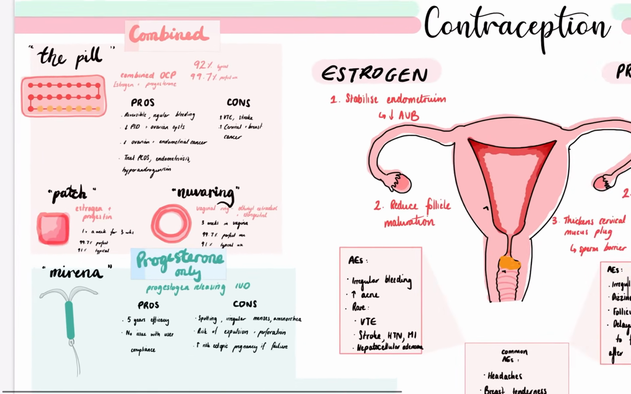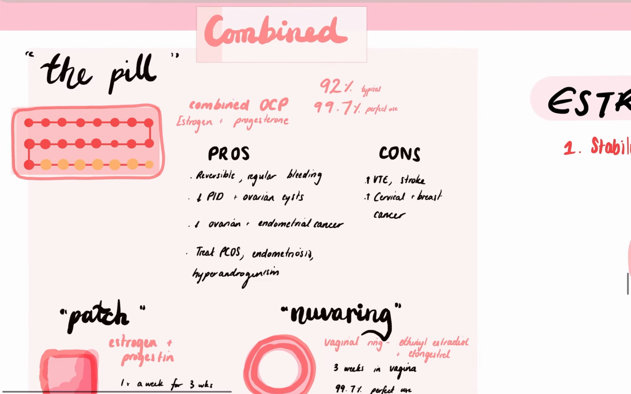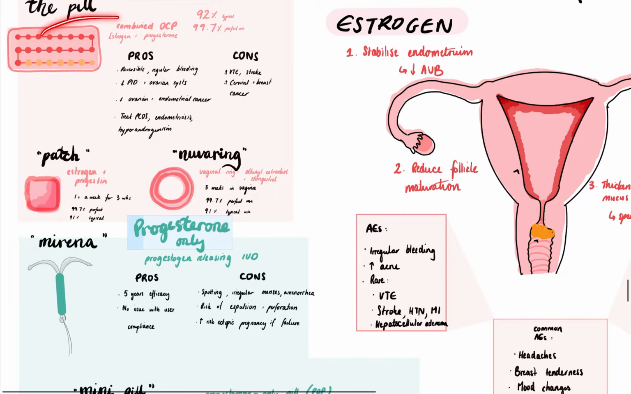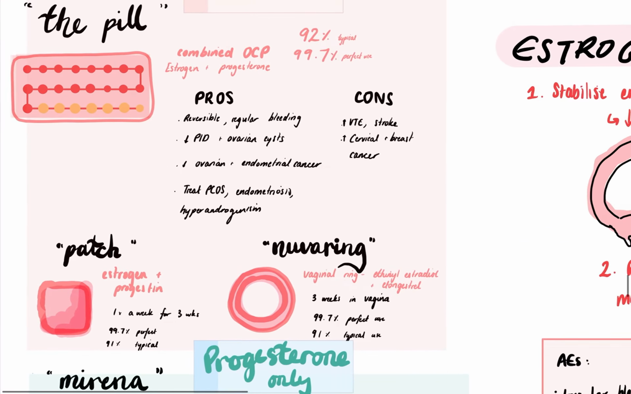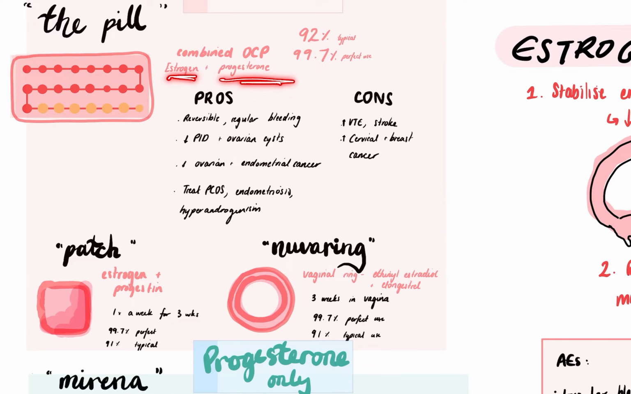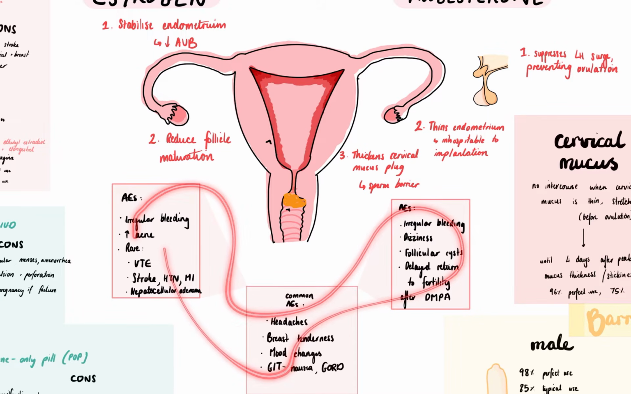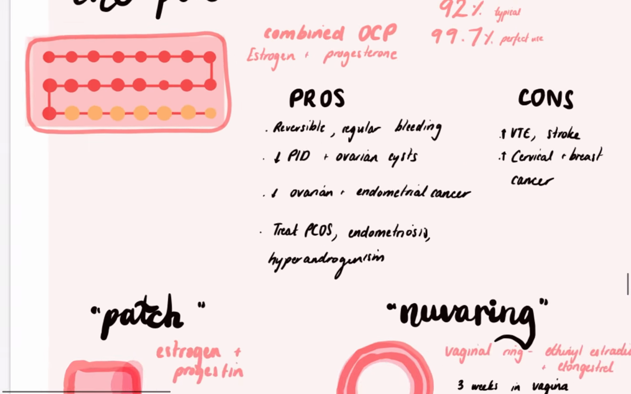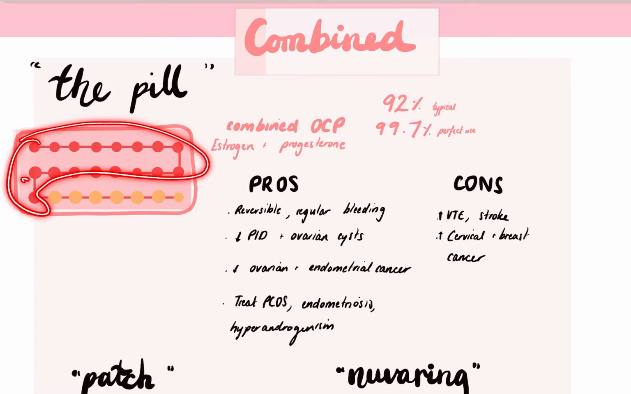Now, starting off with the most heard of form of contraception, this is the combined oral contraceptive pill. And in this pink box, I've noted down all the combined hormonal contraceptives. So these all contain estrogen and progesterone, so a mix of these two, and hence you can imagine the adverse effects would be a constellation of these. Now, the way that the pill works is that you have a bunch of pills that all contain estrogen and progesterone, all in different forms.